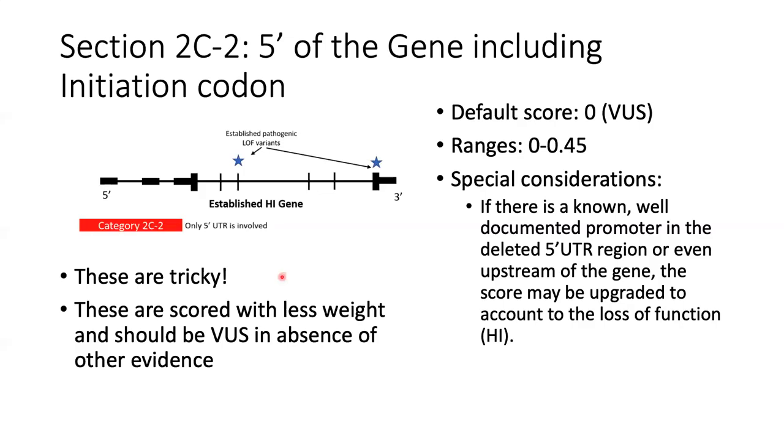All right, this one is more tricky. So these are deletions that encompass only the 5' UTR. Remember, in many genes, the 5' UTRs contain regulatory elements. Those may be promoters, and loss of those promoters may lead to haploinsufficiency of those genes. Now, that's not universally known for every single gene, and that's why our metric says in general, we don't know if there's a regulatory element or a promoter in every single UTR of every single gene, and we assign a default score of 0, and that would put any of these deletions as a variant of uncertain significance. And there's some range there to allow for those genes where we know there are promoters in the 5' UTR, or even upstream of the gene. So let's see how it works.